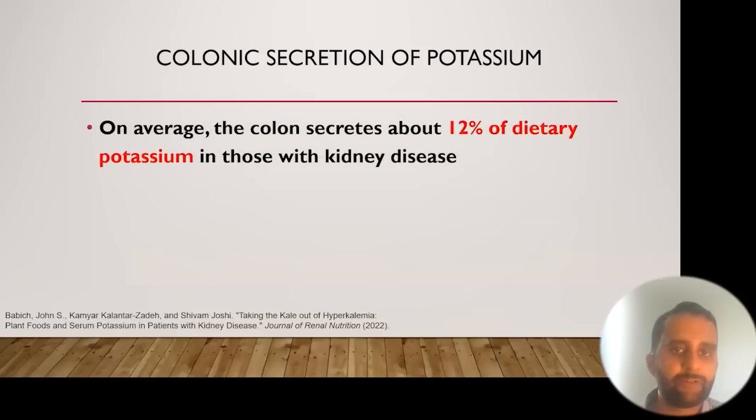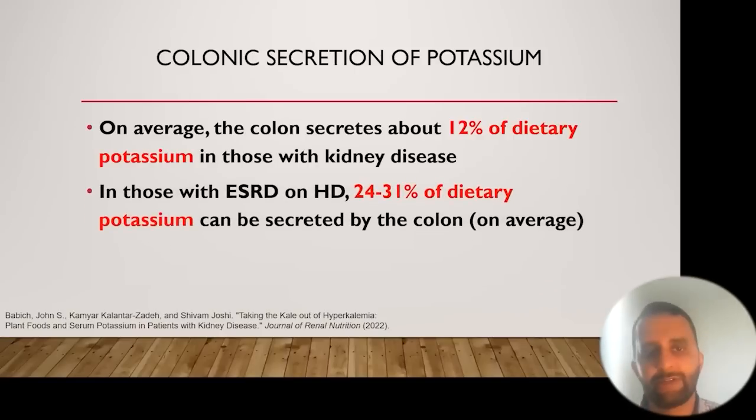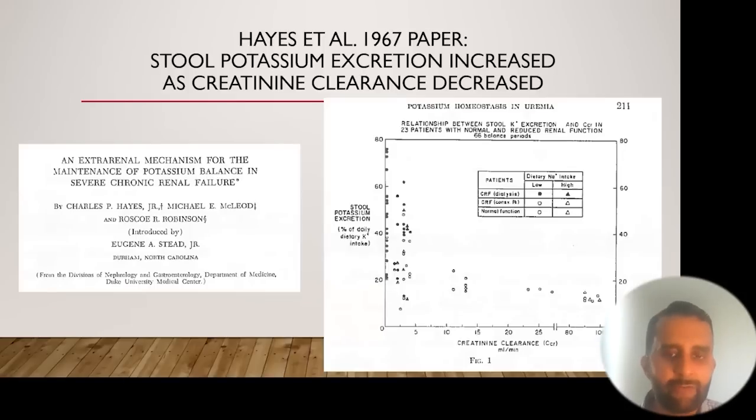So the colonic secretion of potassium is an important consideration that I alluded to earlier. On average, 12% of dietary potassium is excreted into the colon. In those with ESRD or on dialysis, this number can increase to 24 to 31% on average. And there are studies going back to the 60s that show that stool potassium excretion increases as kidney function declines. So this is shown in a reverse way. Kidney function declines as you move along the x-axis towards zero. And if you look at the y-axis, these dots increase, and that's reflective of stool potassium excretion.